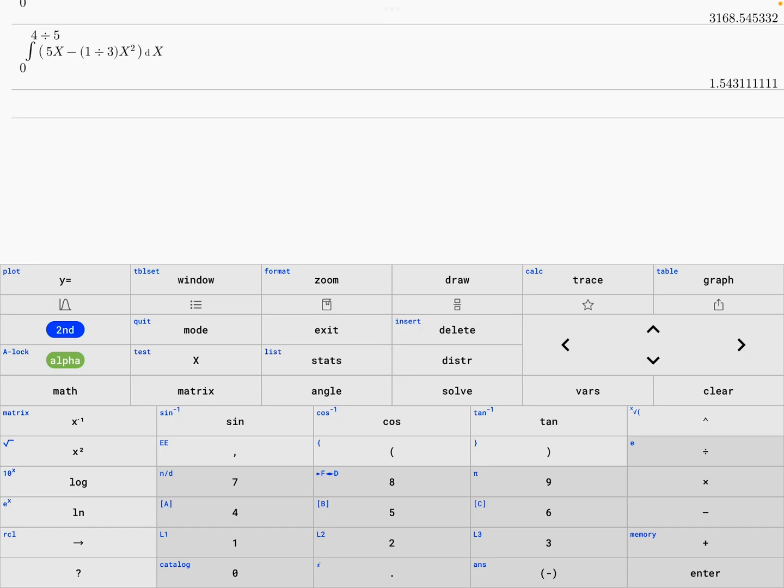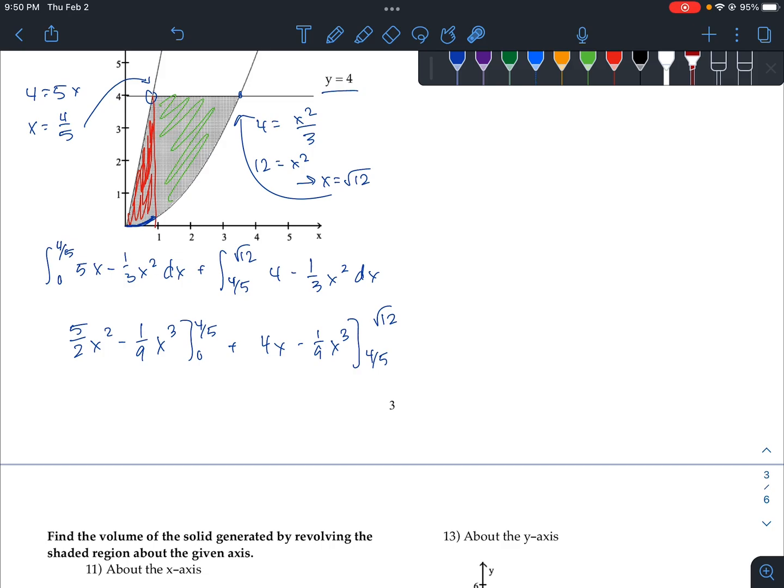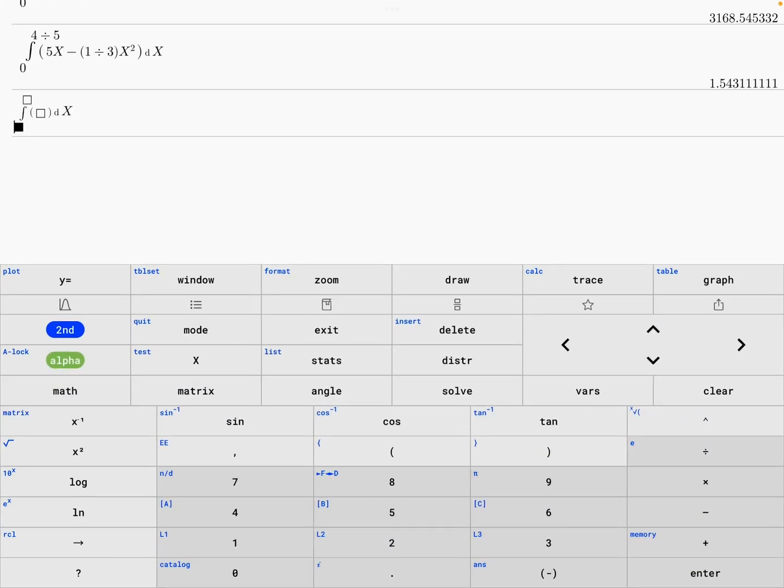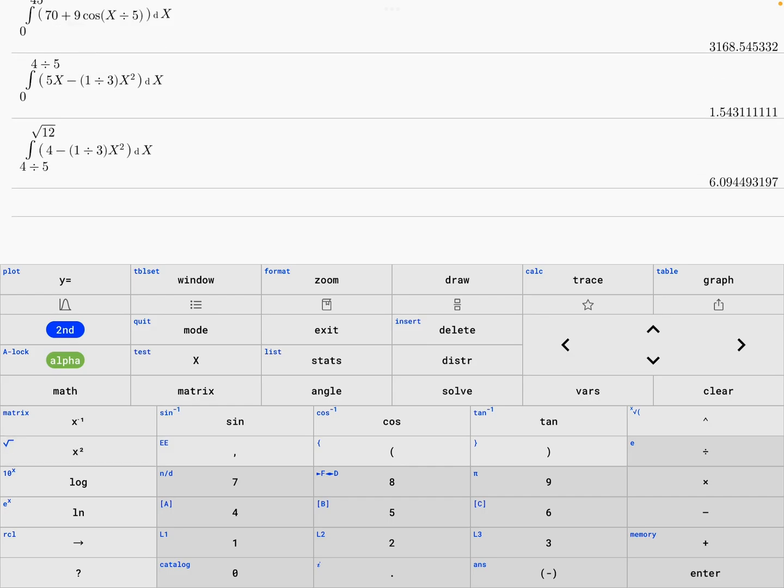Okay, so 1.5431, so that's going to be this one right here. 1.5431. Okay, so that's what this one is, plus now we need to do this integral right there. So we have the integral from 4/5 and then from square root of 12, and then we had 4 minus 1 divided by 3. I'm missing that parenthesis, 4 divided by 3, x squared, enter. Okay, so that's what we get.